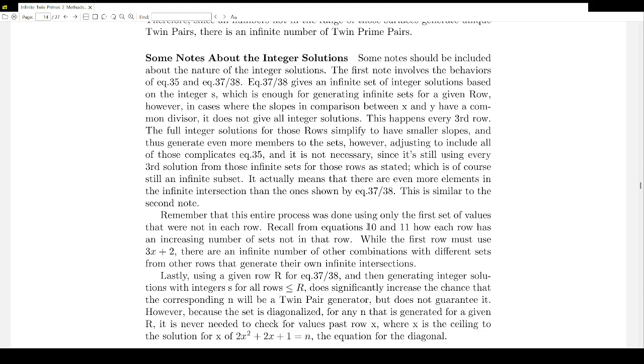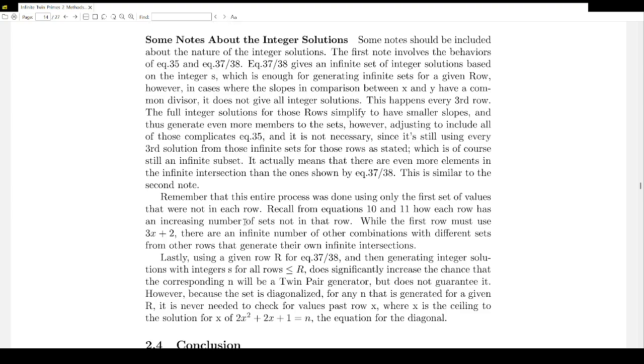Remember that this entire process was done using only the first set of values that were not in each row, those lines. Recall from equations 10 and 11 how each row has an increasing number of sets not in that row. While the first row must use 3x plus 2, there are an infinite number of other combinations with different sets from other rows that generate their own infinite intersections.